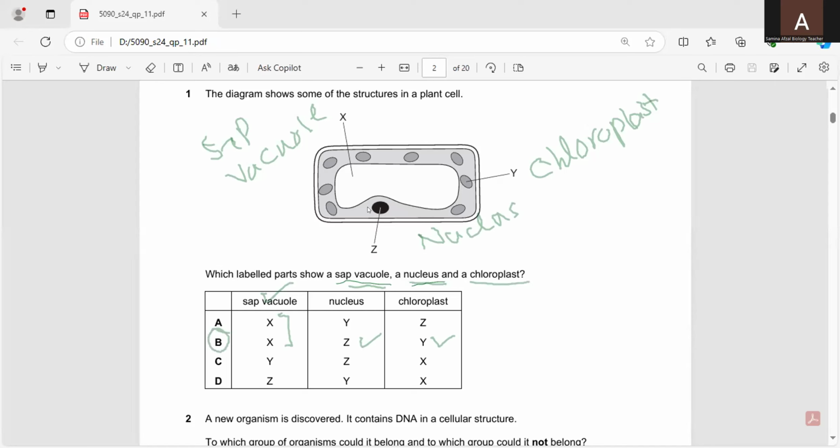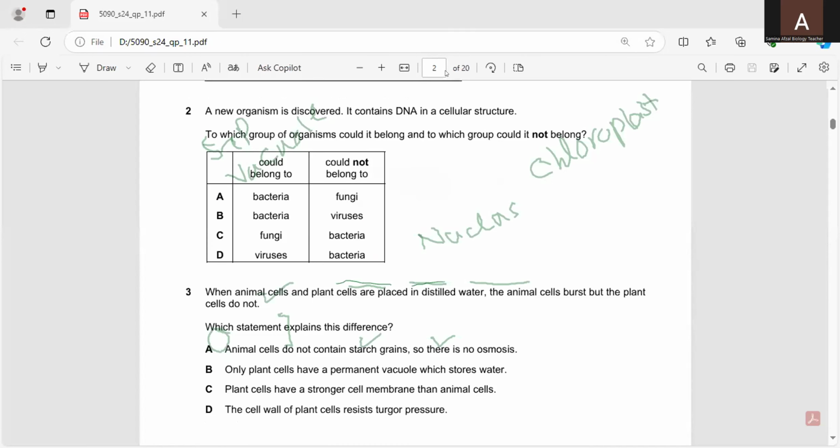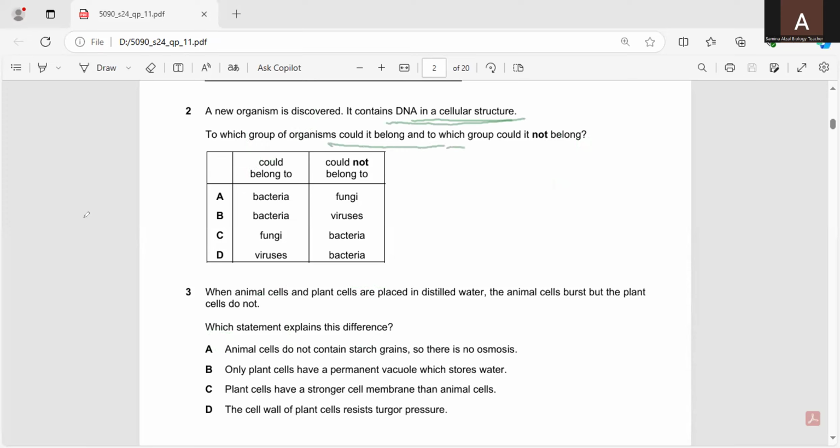Now question number 2. A new organism is discovered. It contains DNA in a cellular structure. To which group of organisms could it belong and to which group could it not belong? It has a cellular structure. DNA is there and cellular structure, keep in mind. Bacteria has a cellular structure. Fungi are also eukaryotic cells.